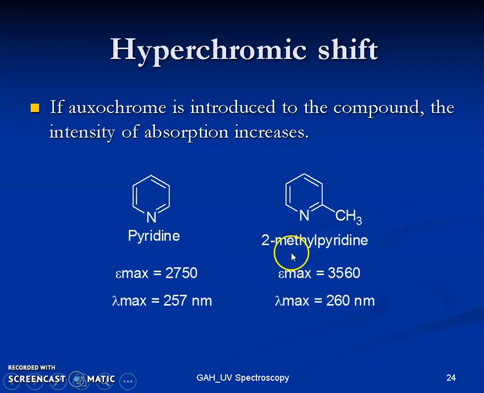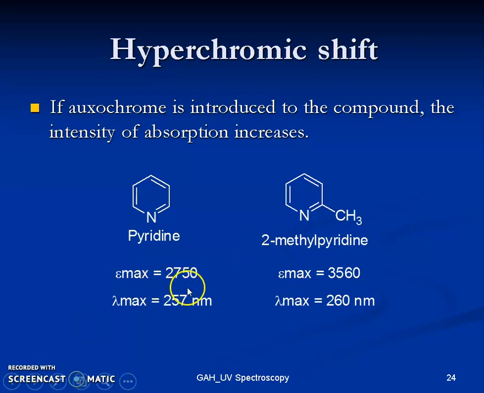So we have pyridine, we have 2-methyl pyridine, and if you see pyridine, the molar absorptivity of pyridine is 2750, and the molar absorptivity of 2-methyl pyridine is 3560. So basically it is the increase in the molar absorptivity from pyridine to 2-methyl pyridine that was attributed to the introduction of a methyl group at second position on this pyridine. We call this intensity shift towards the higher absorptivity values as the hyperchromic shift.